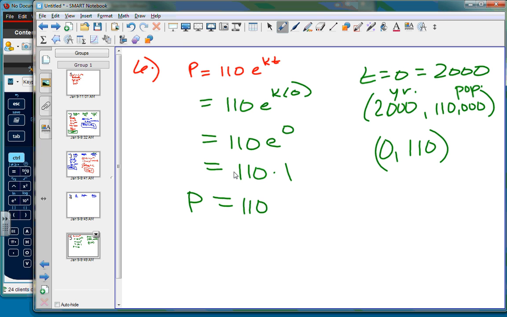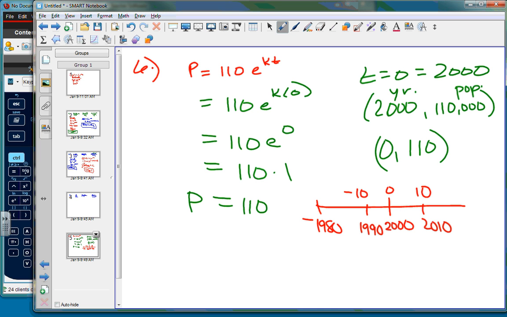In 1980, the population was 74,000. So let's think about this. If you make a nice little timeline, I have 0 being 2000, right? In 1990, that would be what? Negative 10. And in 2010, that would be 10. So what's 1980? Negative 20. Do we see that? Yes or no? So over here, this is going to be 2020 to give me 20 up there.